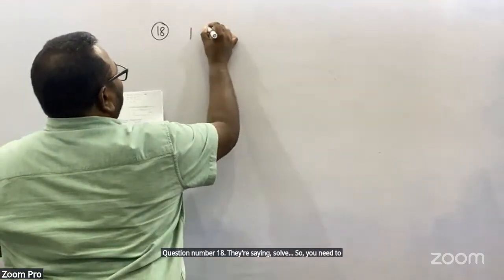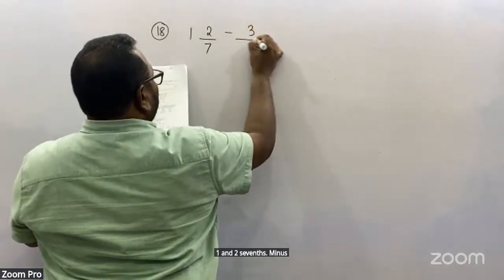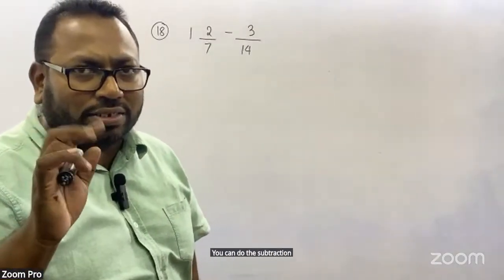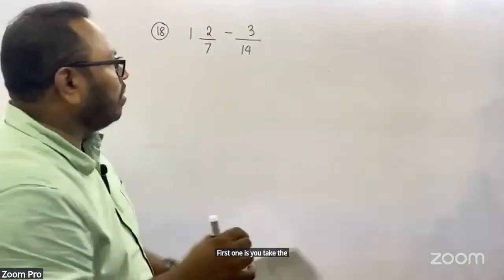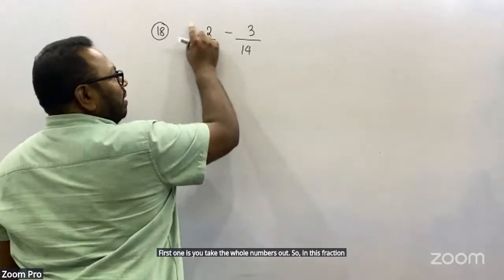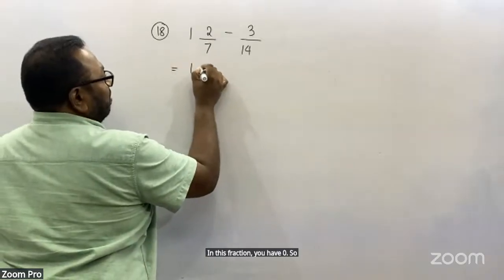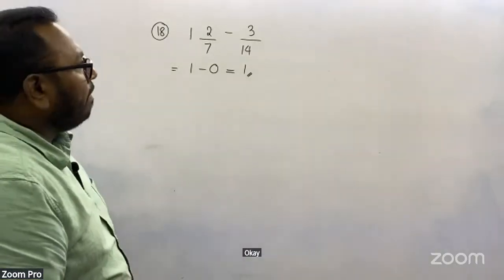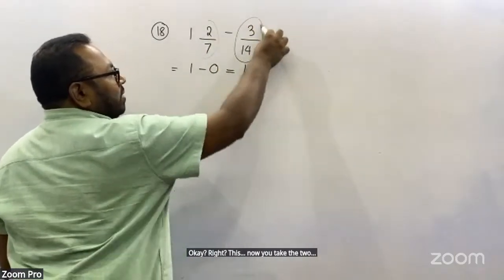They're saying solve. So you need to solve 1 and 2/7 minus 3/14. Okay. You can do the subtraction of fractions in 2 ways. First one is you take the whole numbers out. So in this fraction you have 1. In this fraction you have 0. So 1 minus 0 is equal to 1. Okay. Right?